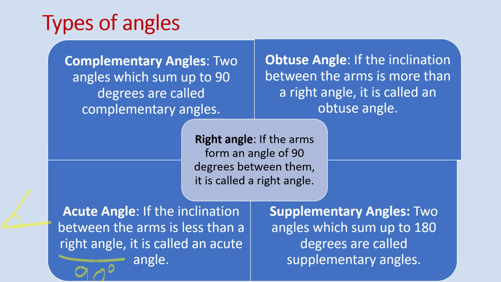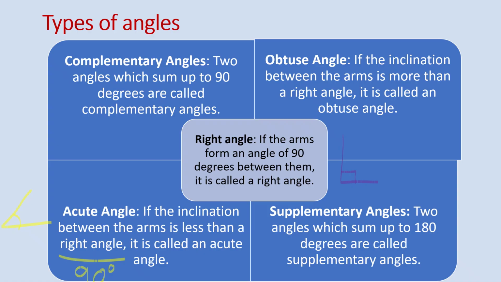Now next, right angle. If it forms an angle of 90 degrees, that is straight, we represent it with the help of a small square we make over here. We call it the 90-degree symbol.